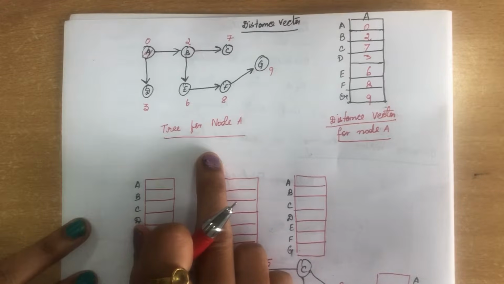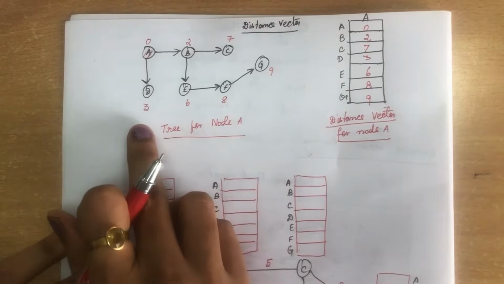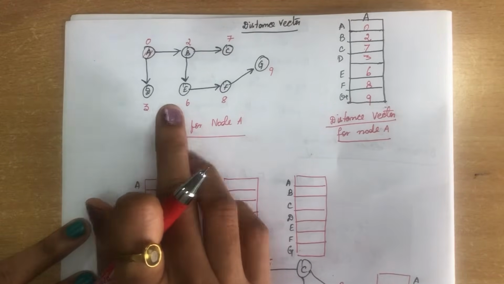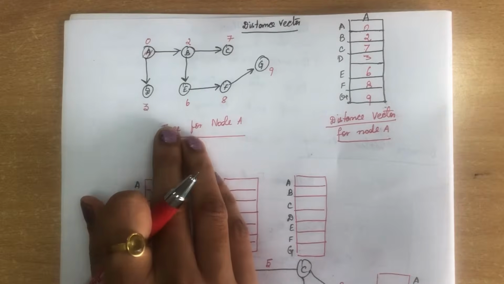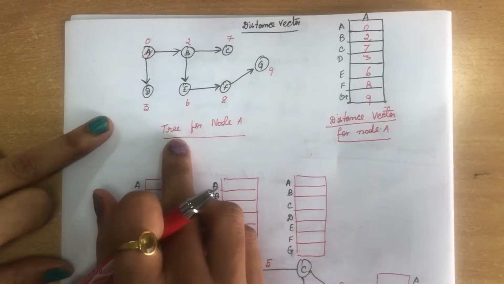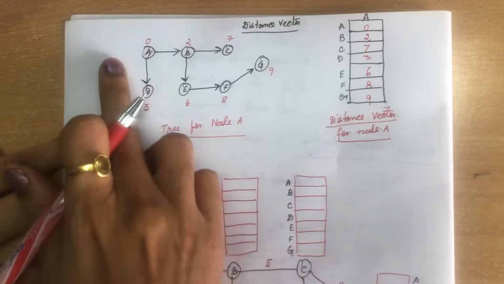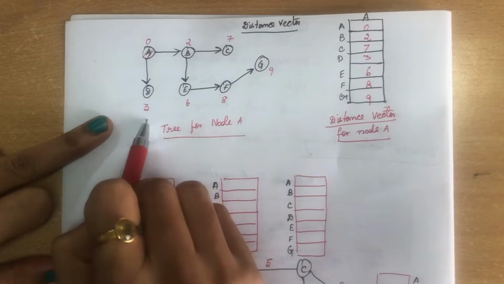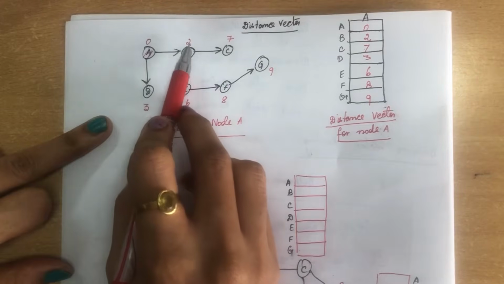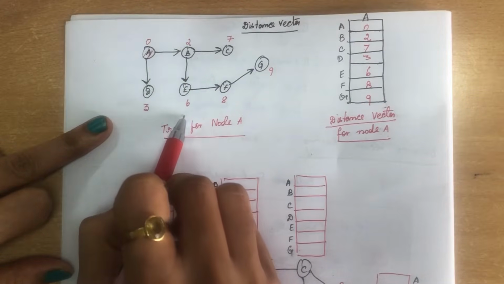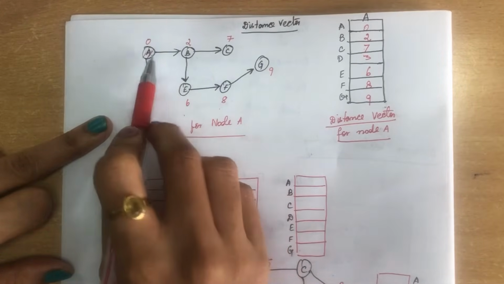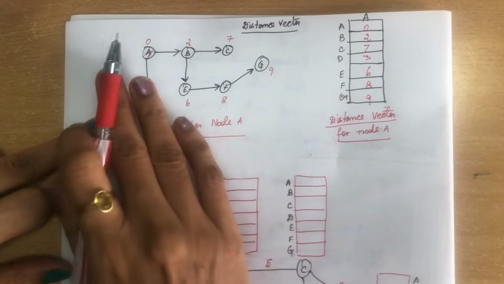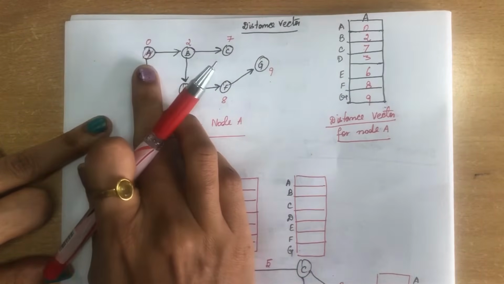In distance vector routing, first we need to find the distance vector. For every internet given, you have to find the least cost tree. For node A, the least cost tree is this one. A can reach D with distance 3, from A to B the distance is 2, from A to E it is 6, from A to F it is 8, and from A to G it is 9. So this is the least cost tree with respect to node A.